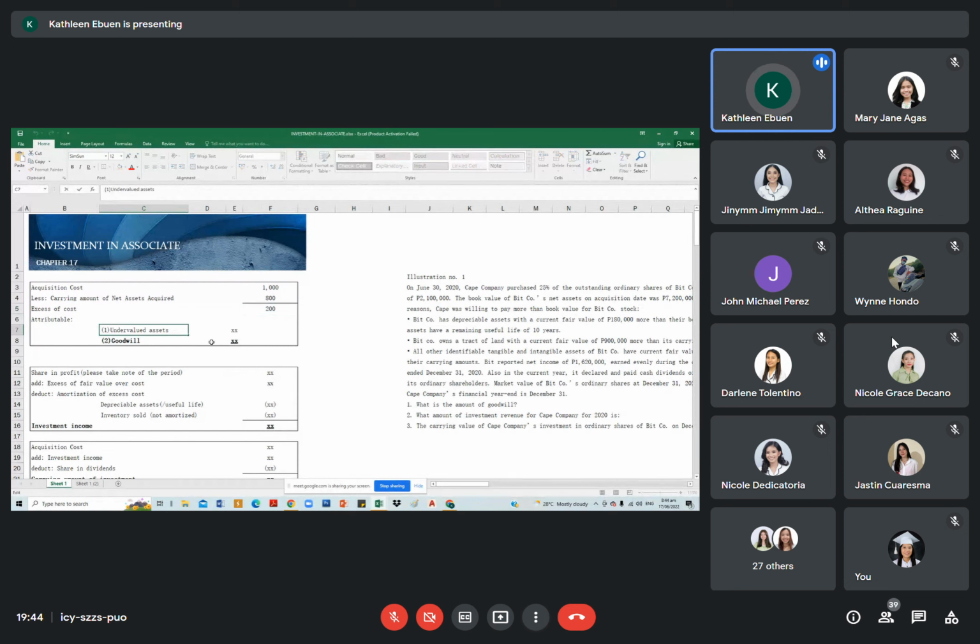Pag sinabi nating undervalued assets, mas mataas si fair value. No? So, the difference between the fair value and the carrying amount. So, mas mataas si fair value kaysa sa carrying amount. So, yun yung undervalued assets. Okay. And then, pag may natira, therefore, papasok siya sa goodwill. So, kadalasan kasi tinatanong sa problem, how much is the implied goodwill? So, yan yung computation natin, class.